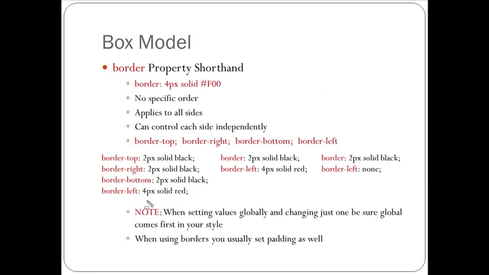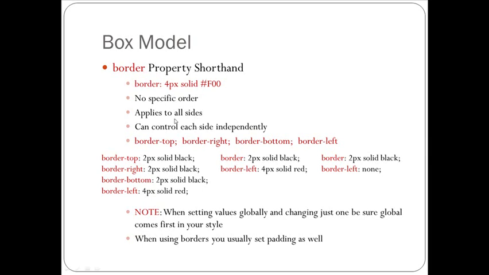But you could also use a shorthand. By just using the property border, you can set all four sides any way you want. In this case, it's going to be 4 pixels in width. It's a solid line, and the color is going to be FF0000 or red in this case. The three values for color, width, and style don't have to be in any specific order.